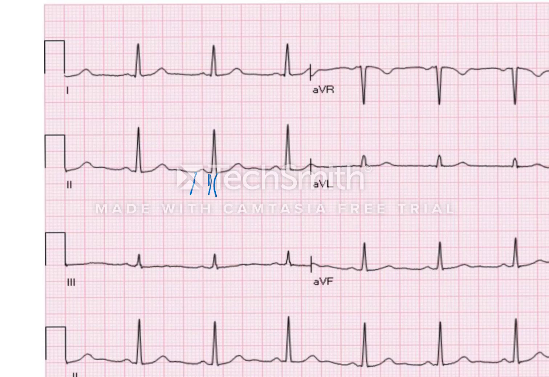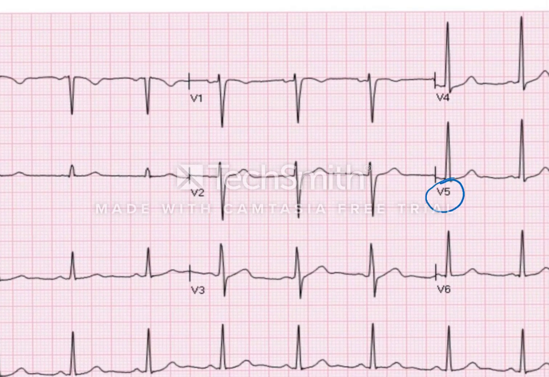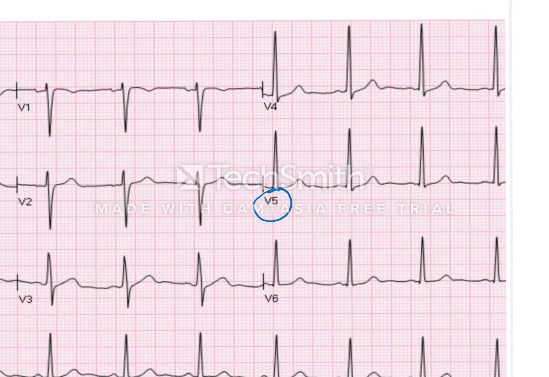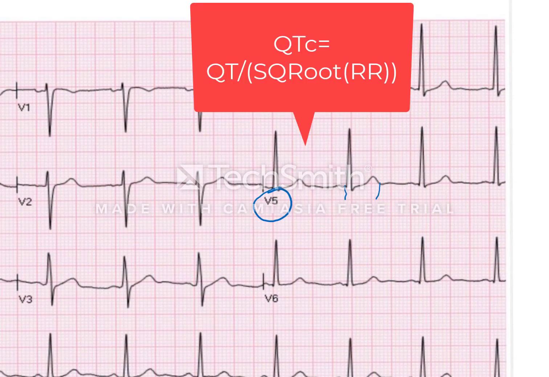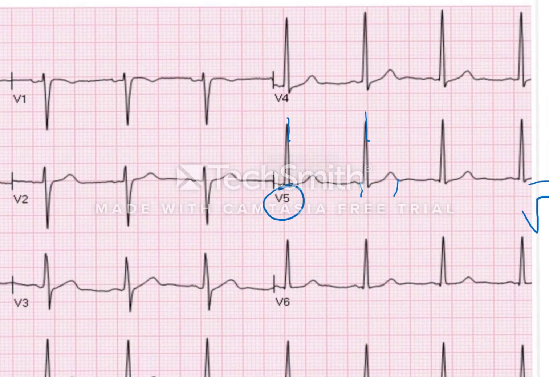And then finally, the QT interval. You want to look at leads 2 and V5 to measure the QT interval. What you're going to do, in milliseconds, is measure from the beginning of the Q wave to the end of the T wave here. You're going to put QT in seconds, which is important, over the square root of the preceding R to R interval. That would be a measurement from here to here, and that'll be R to R, and that'll be in seconds. So in this case, let's zoom in so we can get a good accurate representation.